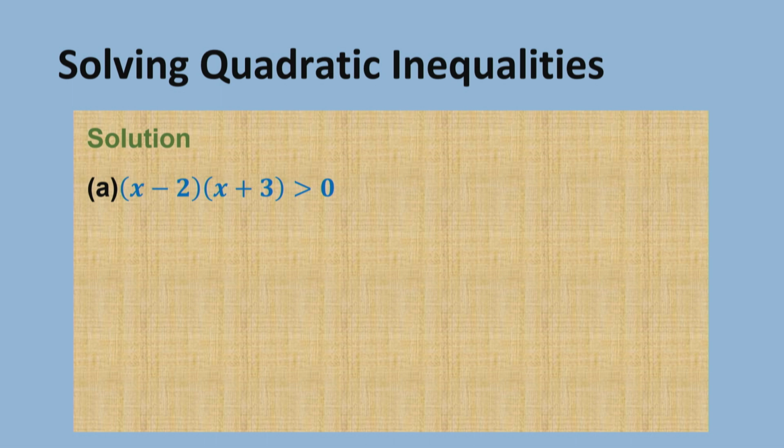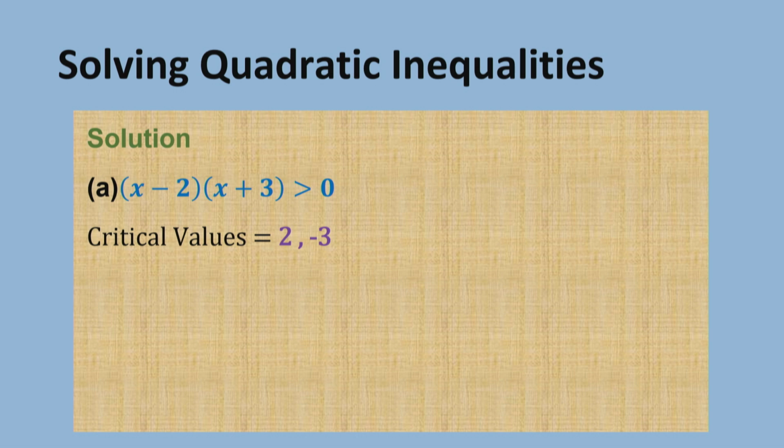So, part A, (x - 2)(x + 3) > 0. Now, how are we going to do it? Well, we are going to look for critical values. So, the critical values will be 2 and negative 3. Now, where are we going to find these critical values? Well, if it was (x - 2)(x + 3) equal to 0, and we solve it, we are going to get x equal to 2 and negative 3.